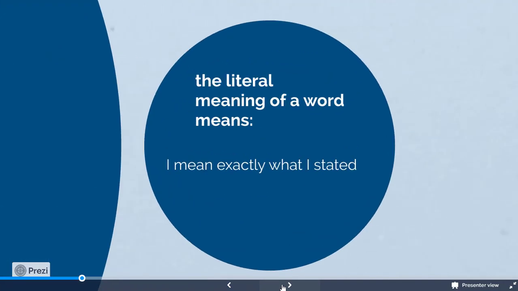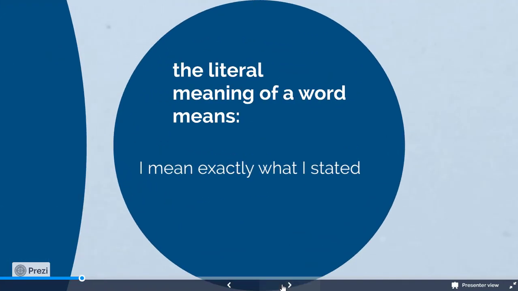So, when we say that the word has a literal meaning, it means that I'm giving you the exact meaning that I want to convey. يعني أنا بعطيكي الكلمة وأقصد فيها المعنى المباشر. So I mean exactly what I stated. هنا بنسميه المعنى المباشر أو المعنى الحرفي للكلمة. This is for the first time.